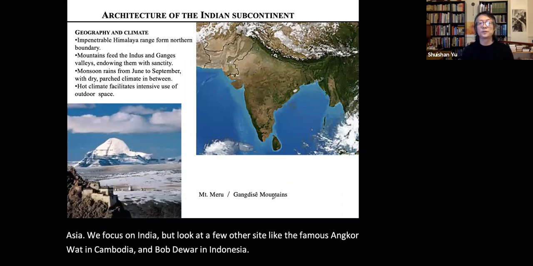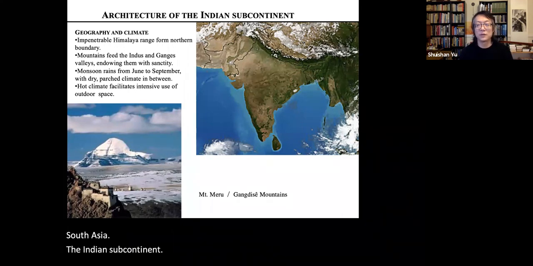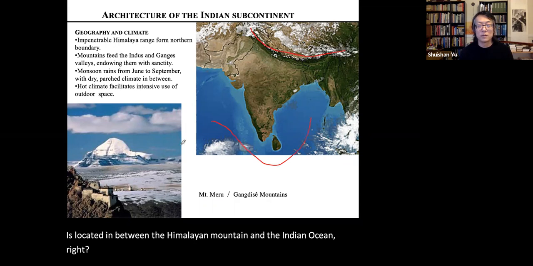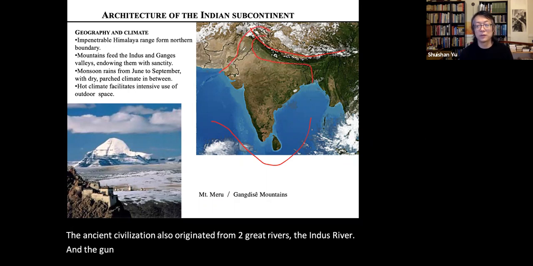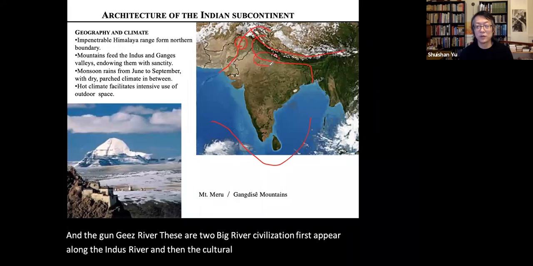South Asia, the Indian subcontinent, is located in between the Himalayan mountain and the Indian Ocean, right? And the ancient civilization also originate from two great rivers, the Indus River and the Ganges River. These are two big rivers. Civilization first appear along the Indus River, and then the cultural center moved to the Ganges River.